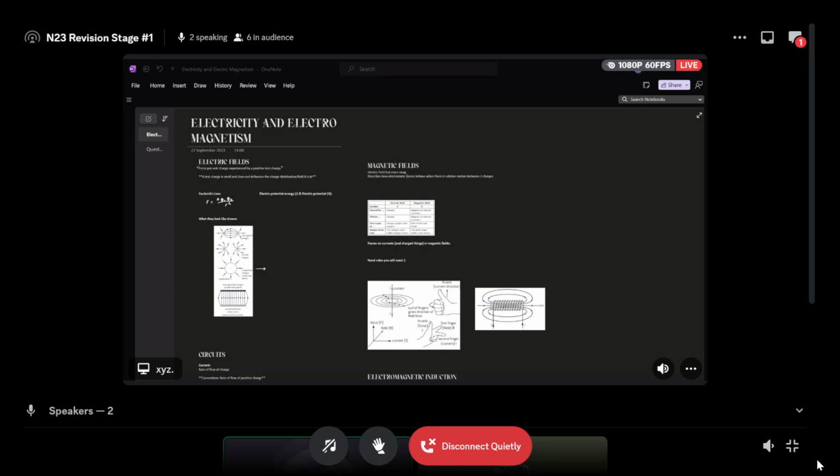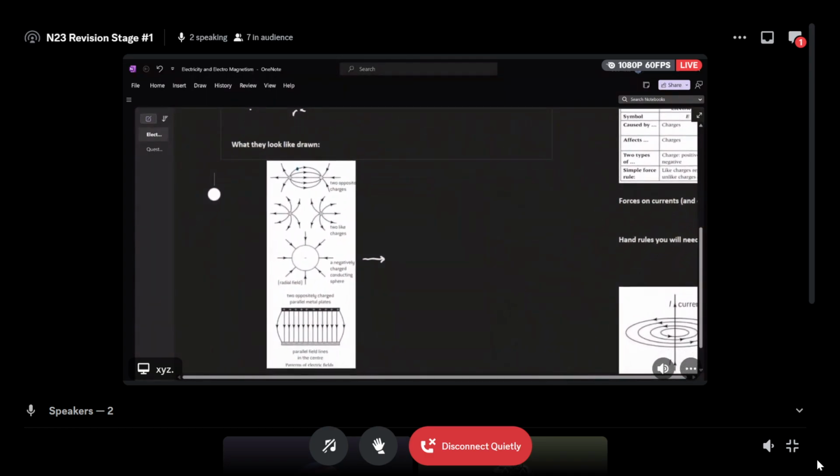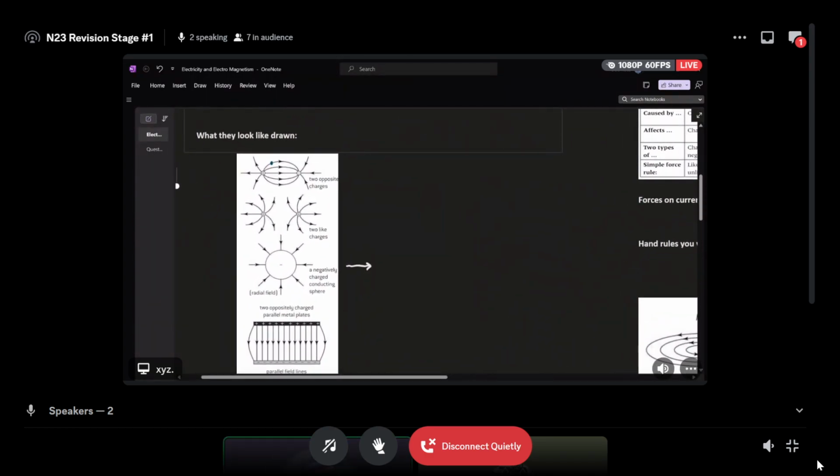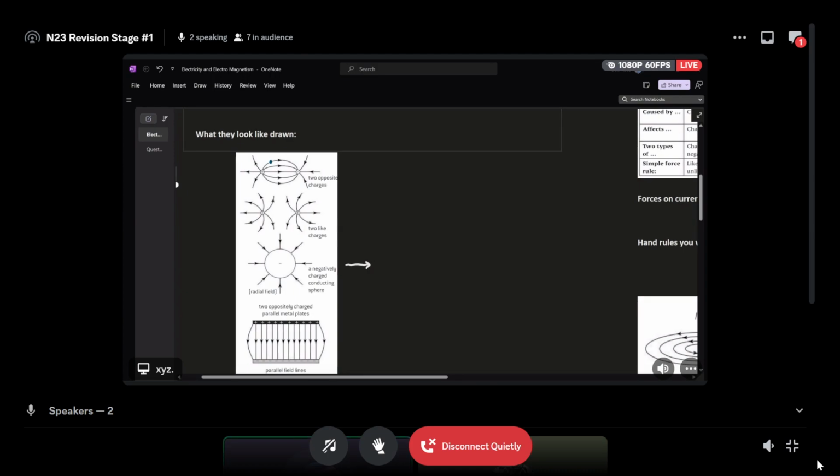Now, some questions that come up. Let's take a uniform electric field with a positive plate here and a negative plate here, and a uniform electric field in this direction. And we have an arbitrary distance d.